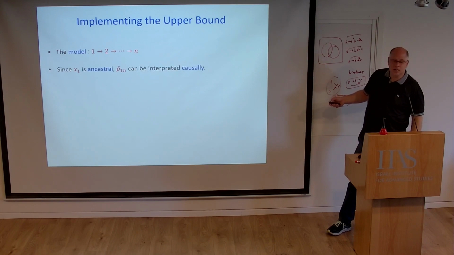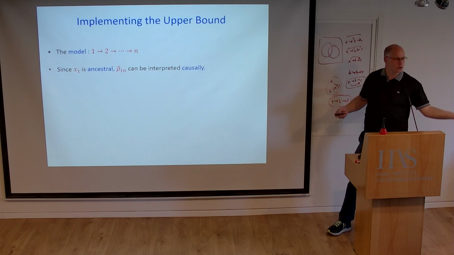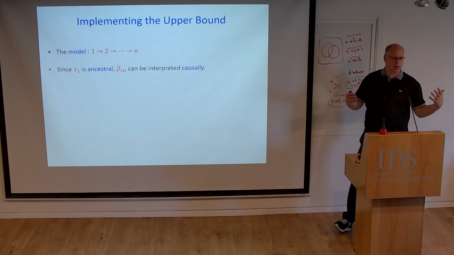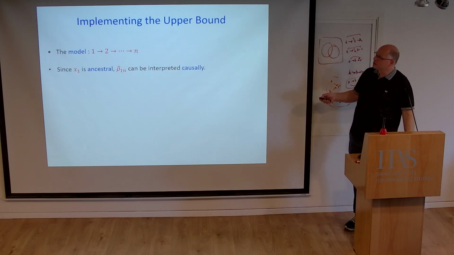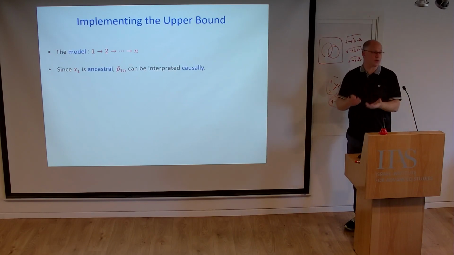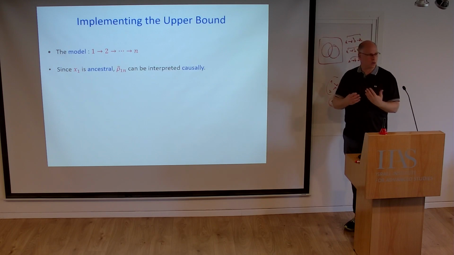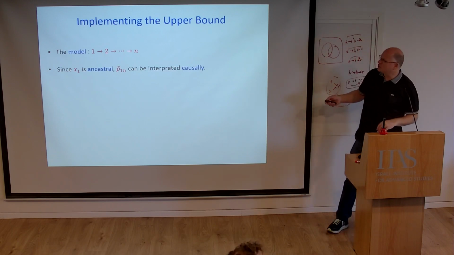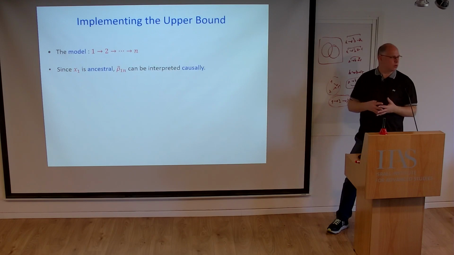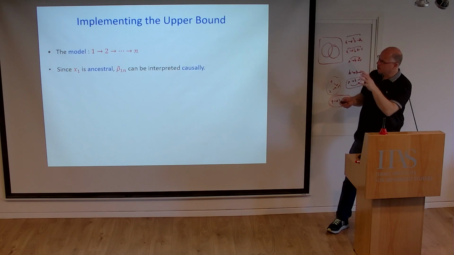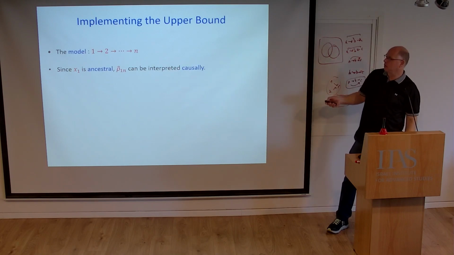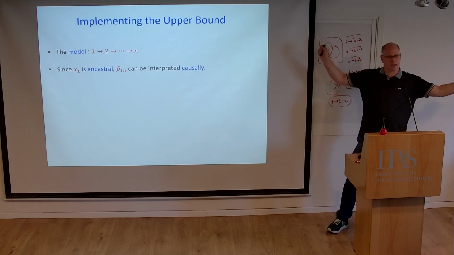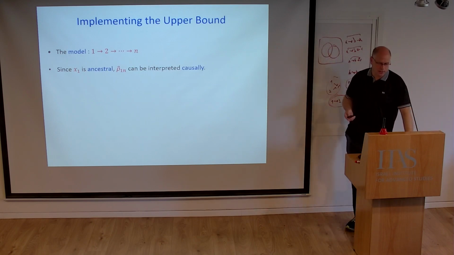And notice that one is ancestral here. It doesn't have to be ancestral, of course. With the equivalence relation, it could be the final node. But since you can have a DAG in the equivalence class where one is ancestral, you could interpret that causally, or diagnostically. If one were somewhere in the middle, then it wouldn't necessarily be possible to interpret that causally if there was some kind of confounding. But we don't have to worry about that because one is on one side and n is on the other side, so you can interpret that as a causal claim through some kind of chain that you claim is wrong.